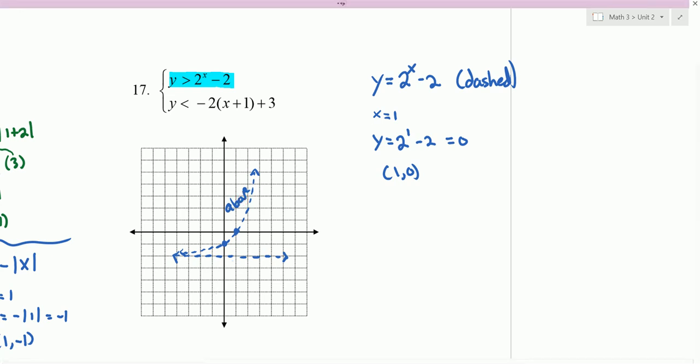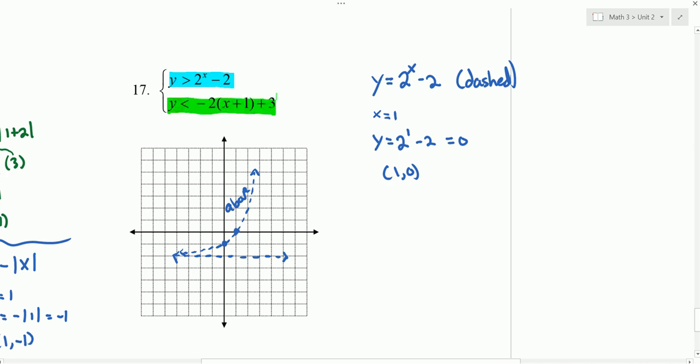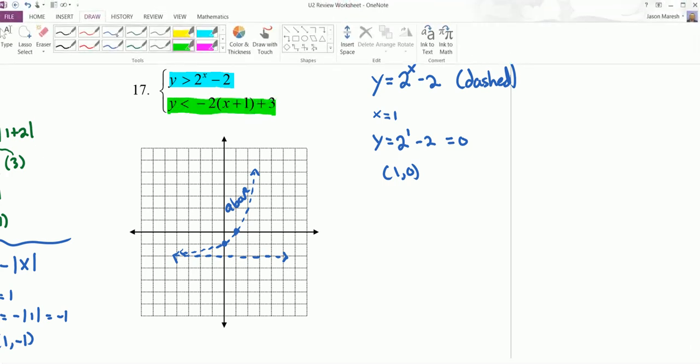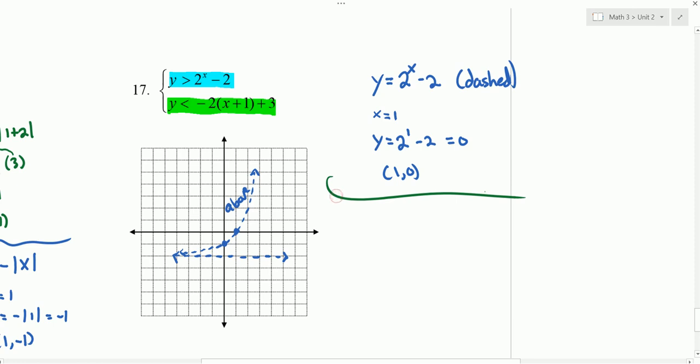The next graph, we're going to graph in green. That's going to be a line. I'm going to graph y equals negative 2 times x plus 1 plus 3. Again, it's going to be dashed because the original has a less than sign, no less than or equal. This is a line that the parent graph usually goes through 0, 0, but this plus 1 moves us left 1, and we're going to go up 3. So from 0, 0, go left 1, up 1, 2, 3, get our first point.